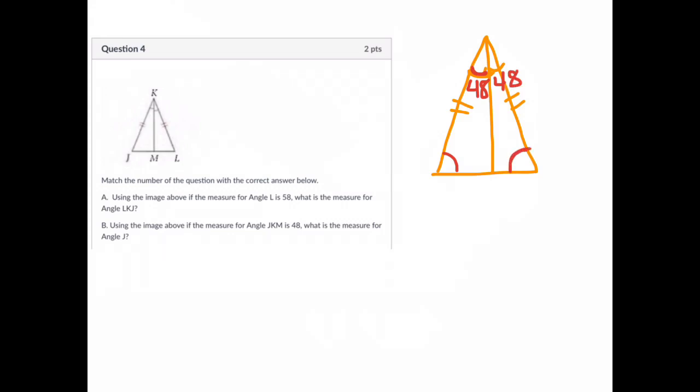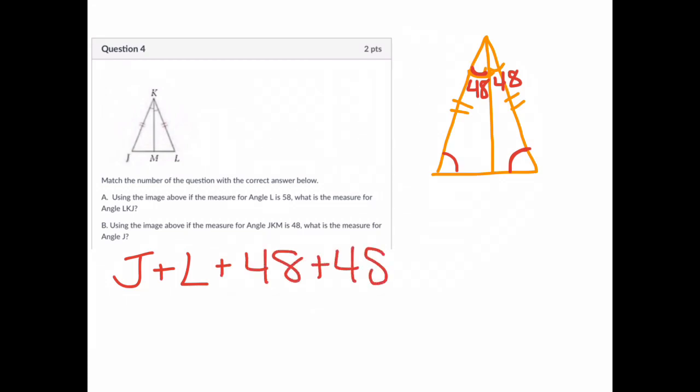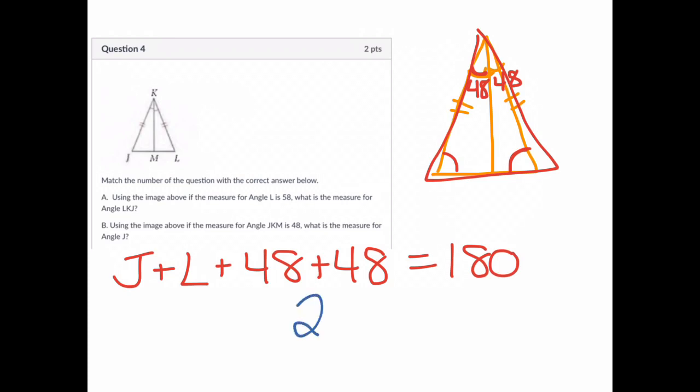And we know that the base angles are the same. So if we have angle J plus angle L plus the vertex angle of 48 plus 48, that will equal our whole triangle, which we know is 180 degrees. So if we remember that J and L are the same thing, what we actually have here is 2 times that angle equals 180 minus 48 minus 48, which is 84. And if you divide that in half, what you get is that each base angle is 42 degrees.